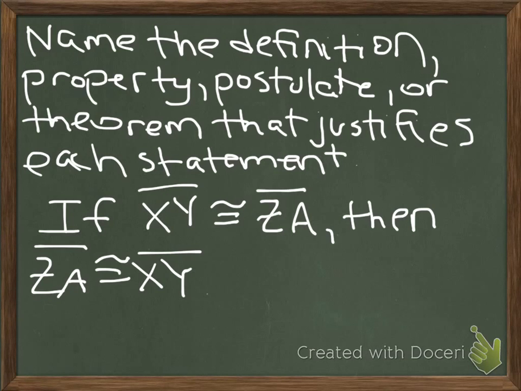Next, we're going to be naming some more definitions, properties, postulates, or theorems. So I'm going to give you a statement and think about which property it represents. We're given that XY is congruent to ZA, and then ZA is congruent to XY. So again, they just switched which side the segments are on for the equal sign, which shows symmetric again.